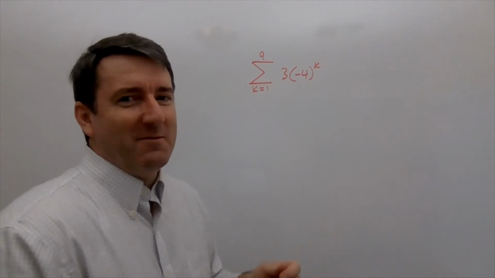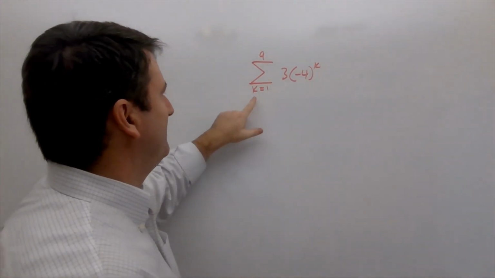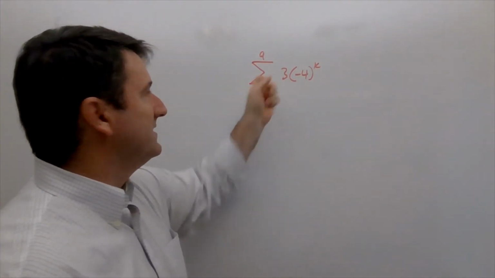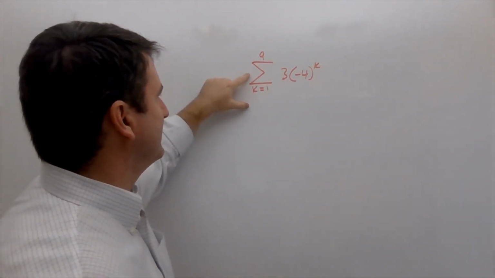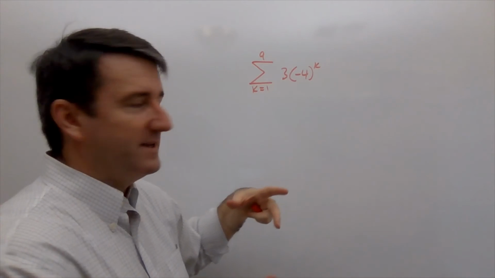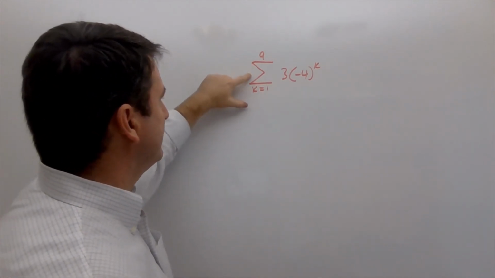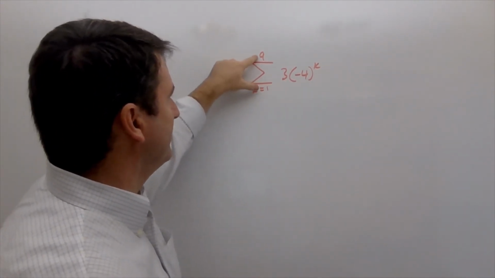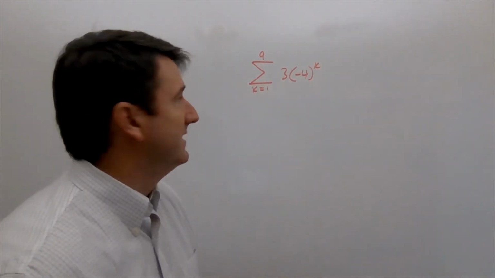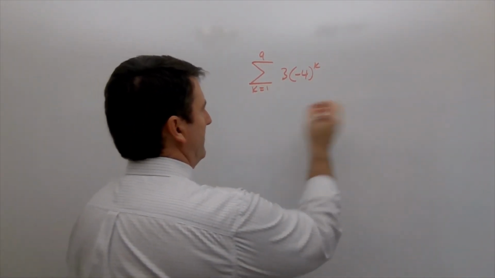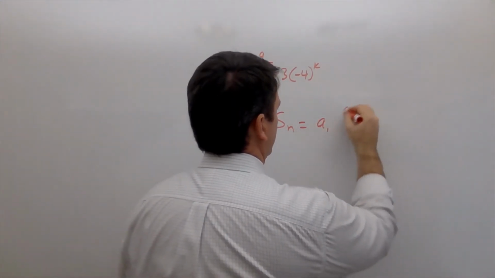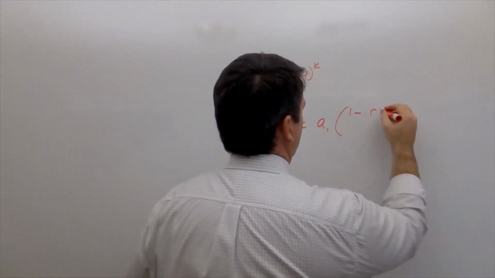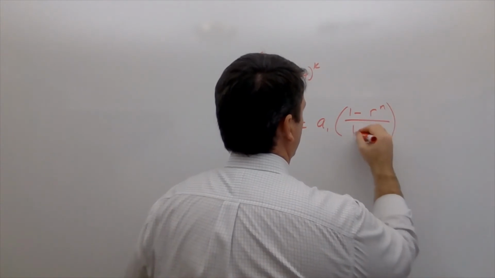All right, the second example asks us to find this sum here. So this uses sigma notation. We use this capital letter sigma here, and just like with arithmetic series, this means the sum from the first term up to the 9th term of this series. So remember our formula, S sub n equals the first term times 1 minus r to the n over 1 minus r.